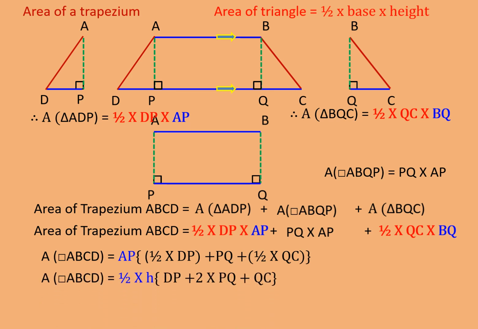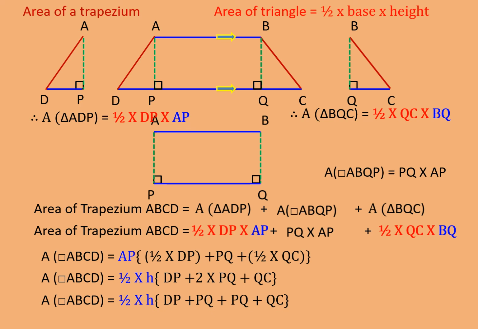Now we will take half outside. When I take half outside along with AP, which is nothing but the height of the trapezium, I have replaced that by H. So DP from that half has come out. Now PQ does not have half at all, so we can multiply by 2 and divide by 2. So it will become 2 upon 2 PQ, out of which 1 upon 2 comes out, so 2 remains with PQ plus QC as half goes out. Now half into H has come out.